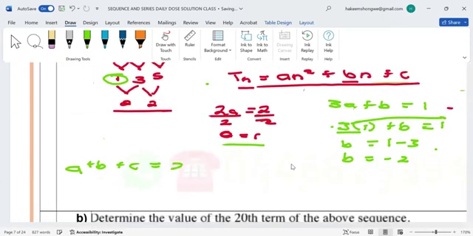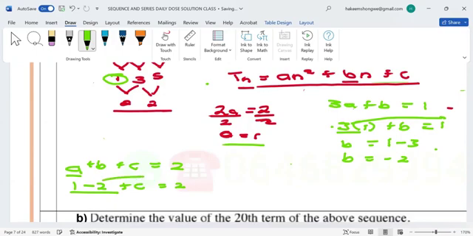So here we come and say we have 2. But now we already know what A is. Our A is 1 minus 2, which is B, plus C, which is going to be 2. And then if you add these two, you get minus 1. You take the minus 1 to the other side, which means C is going to be equal to 2 plus 1, which is C is going to be 3. Therefore, our Tn is going to be given by n squared minus 2n plus 3.